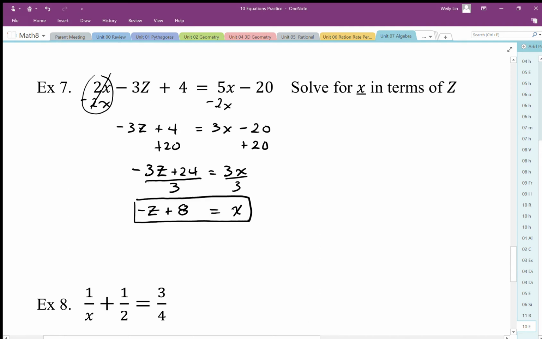So my answer is x equals, and my answer has z on the other side. Now, I could have actually solved for z in terms of x, and that would mean that I get z by itself and move everything else to the other side.